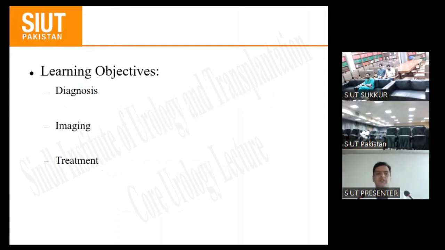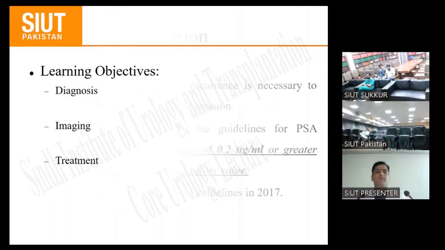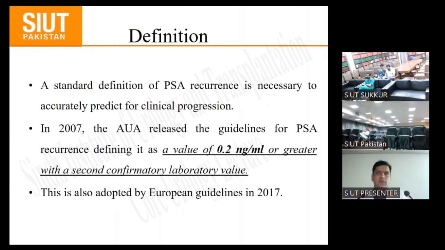First, the learning objectives of today are diagnosis, imaging, and treatment. First, the definition of biochemical recurrence.